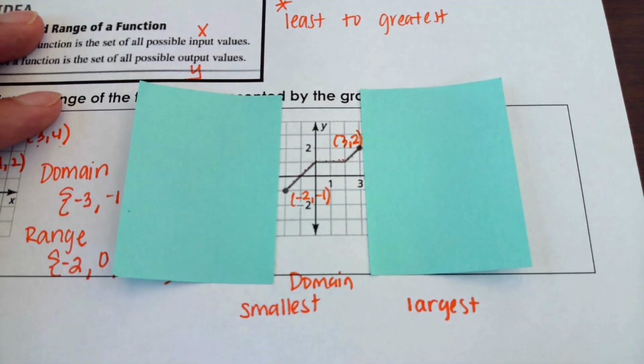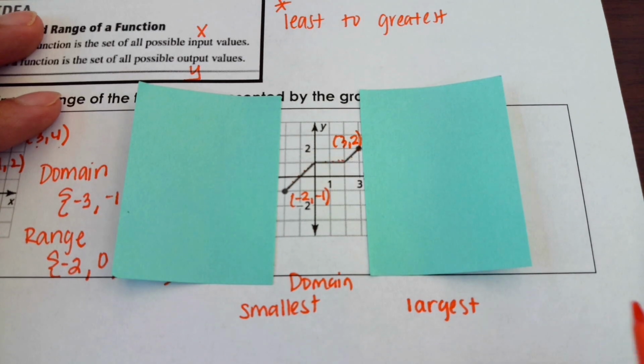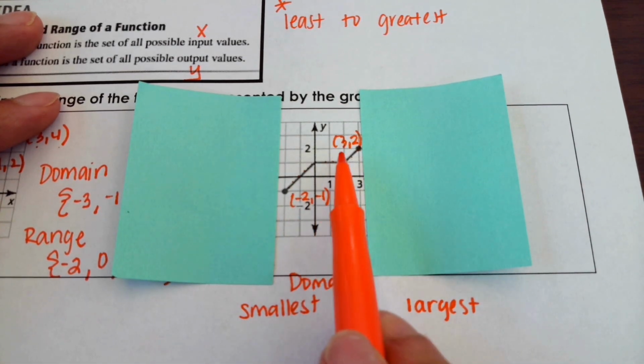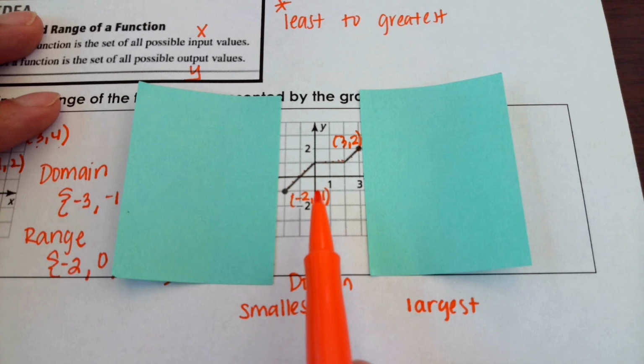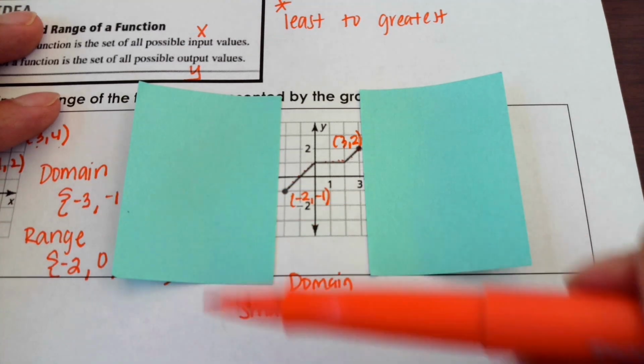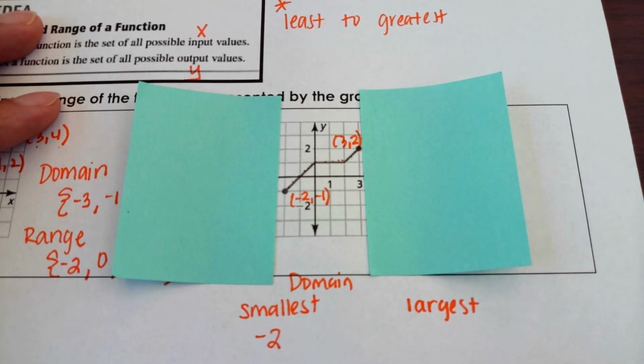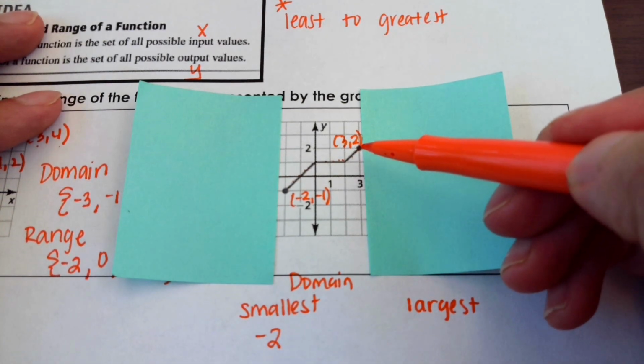So the smallest x value, and again, I'm only looking at the x values because the domain is just the x values. The smallest x value is right here at -2. There are no points that are further to the left. So the smallest is -2. And the largest is 3.